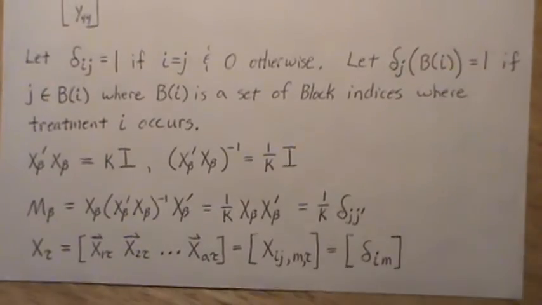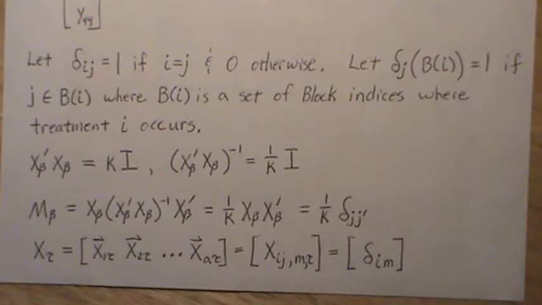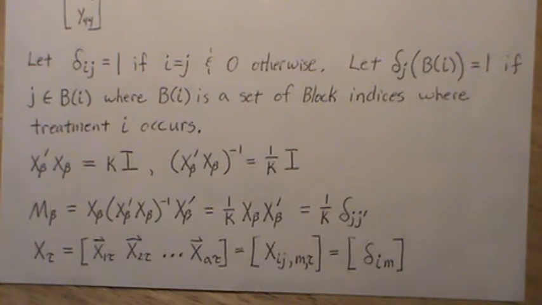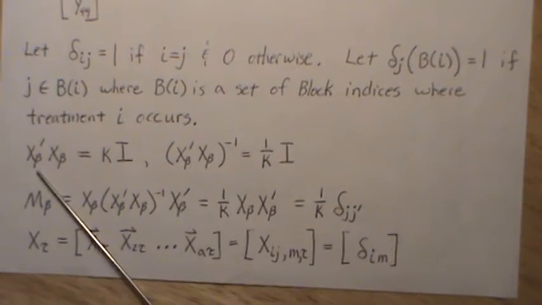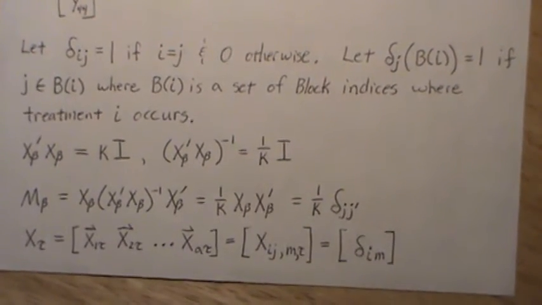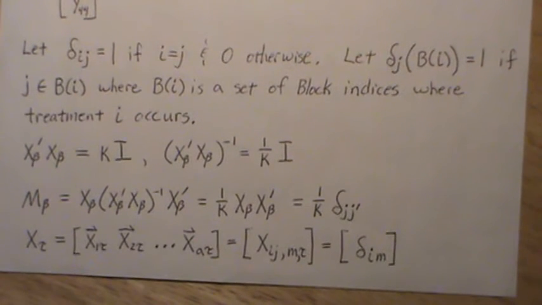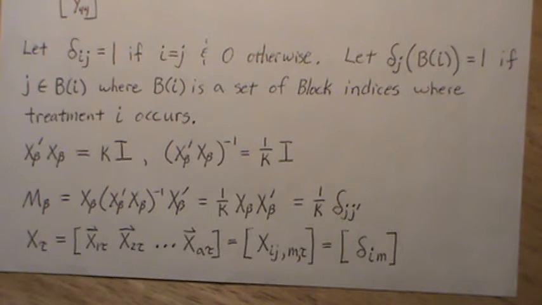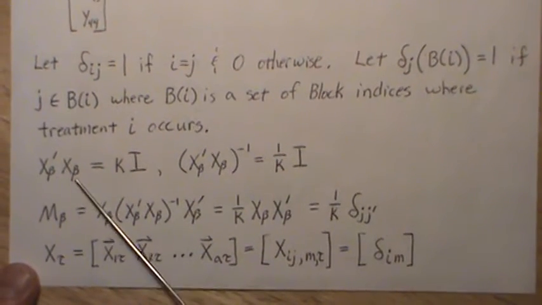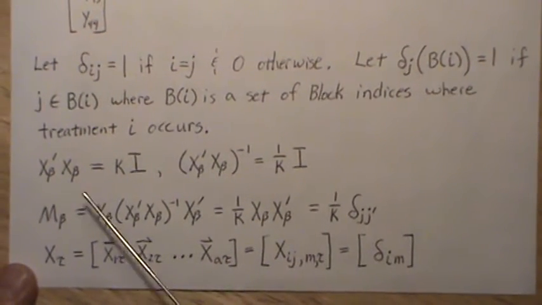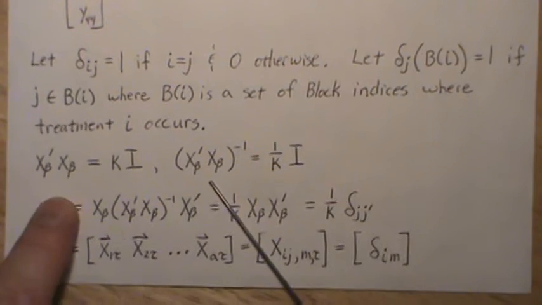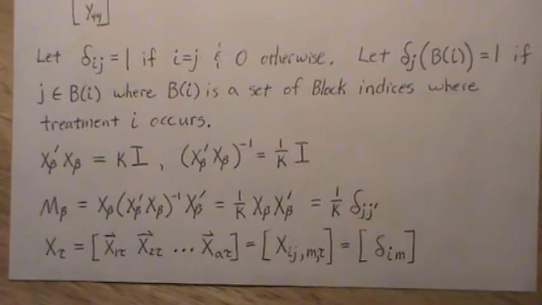And so we're going to look at x beta prime x beta, the cross products of these. And so I'd encourage you to look back at part 1 for more detail there. So here, if we take x beta prime x beta, we get the identity matrix times k. Now k is the number of treatments in a block. So it's not surprising that we get a k with a block. We take the inverse of this, it's just 1 over k times I.